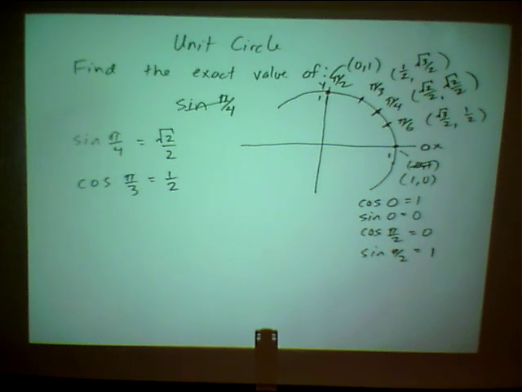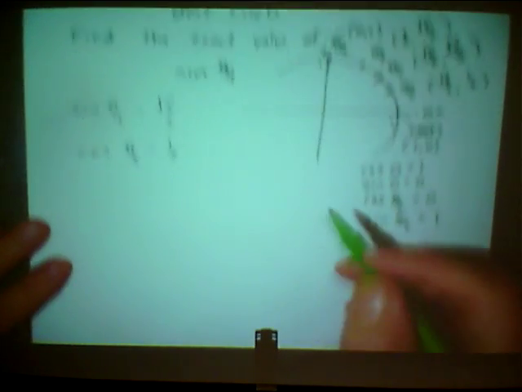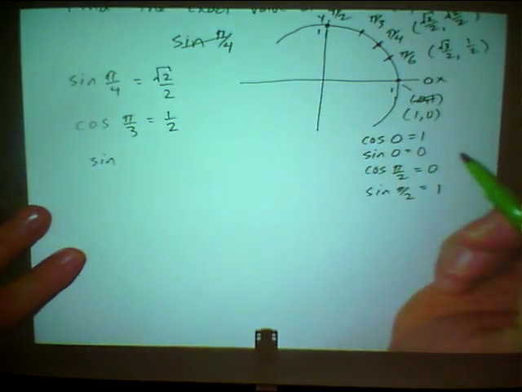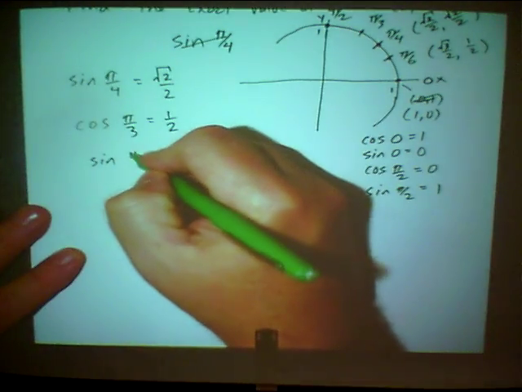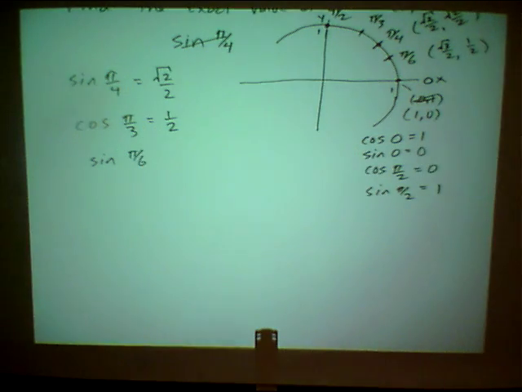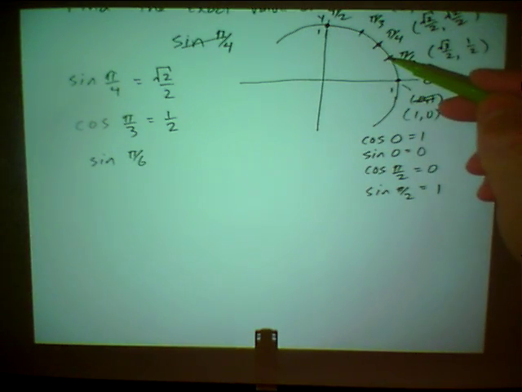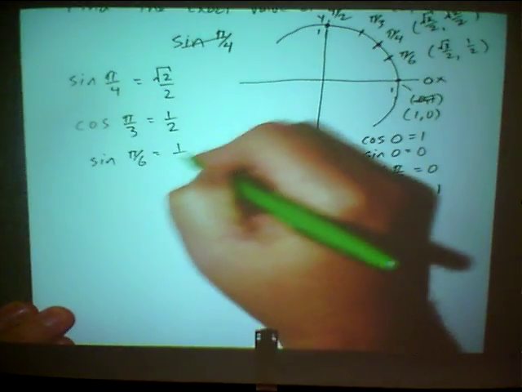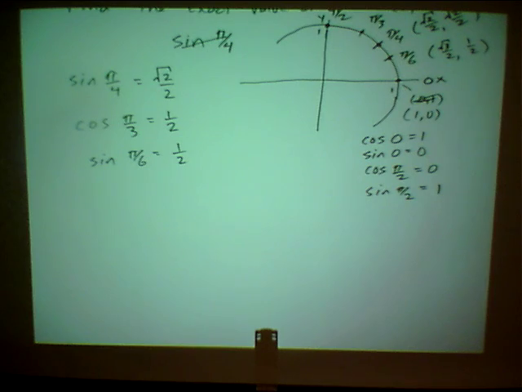Let's just do one more. How about if they say, what was the sine of pi over 6? So I find my pi over 6 point on my unit circle. Since I want the sine, I'm looking for the y value. At pi over 6, the y value is 1/2. So sine of pi over 6 is 1/2.